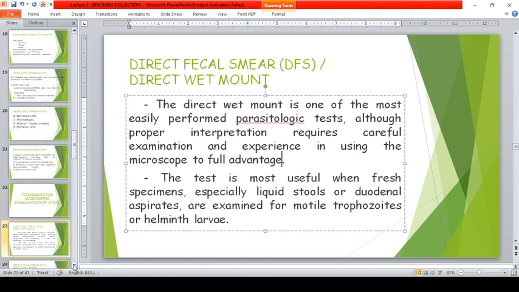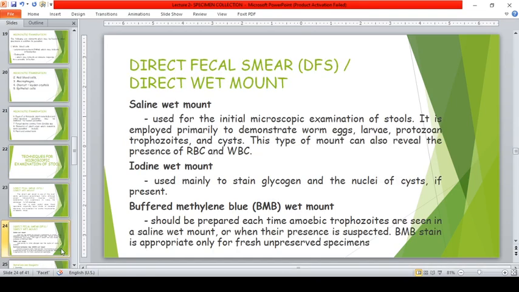Next, slide 24 na guys, out of 40. So direct fecal smears or direct wet mount. Under this, we have the saline wet mount. It is used for initial microscopic examination of stool. It is employed primarily to demonstrate worm eggs, larvae, protozoan trophozoites, and cysts. This type of mount can also reveal the presence of red blood cells and WBCs.